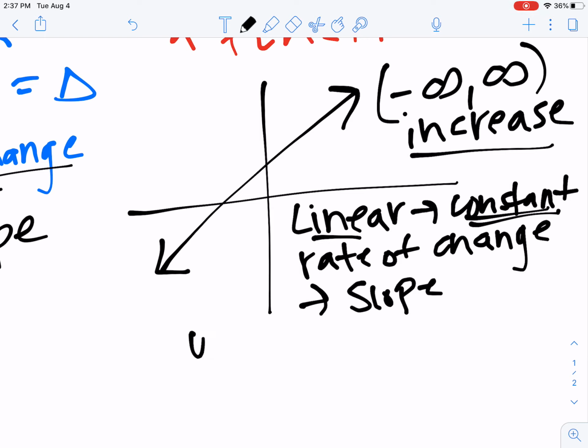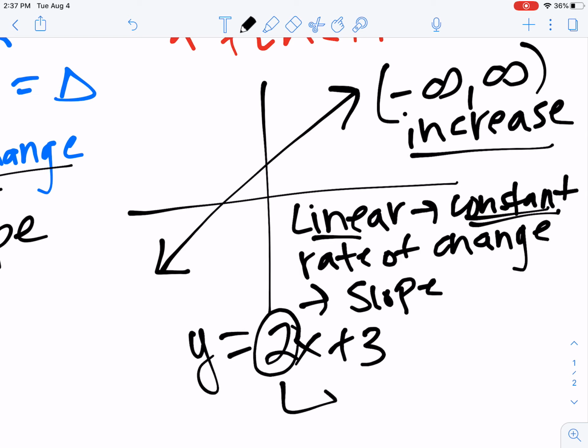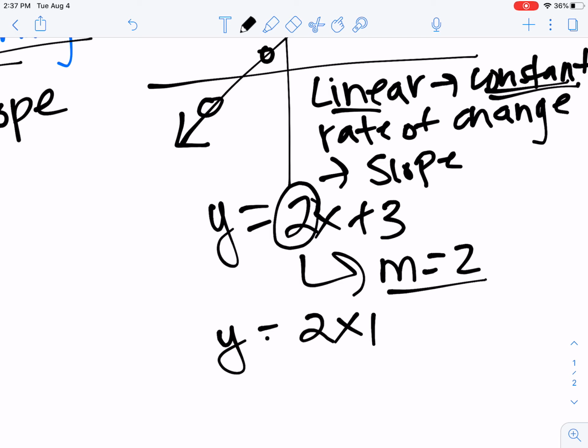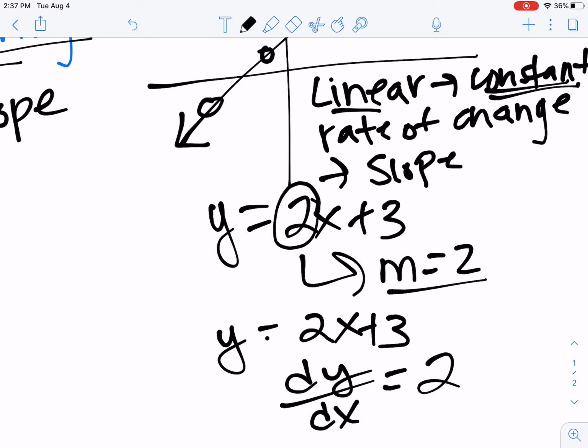If we say that this is y equals 2x plus 3, that seems to be a probable equation for this function. We know that the slope is 2. That means when I'm here, my average rate of change is 2. When I'm here, my rate of change is 2. No matter where I am on this function, my rate of change is 2. So for this one, if y equals 2x plus 3, then dy dx equals 2. Pretty cool. Linears are the easy one though.